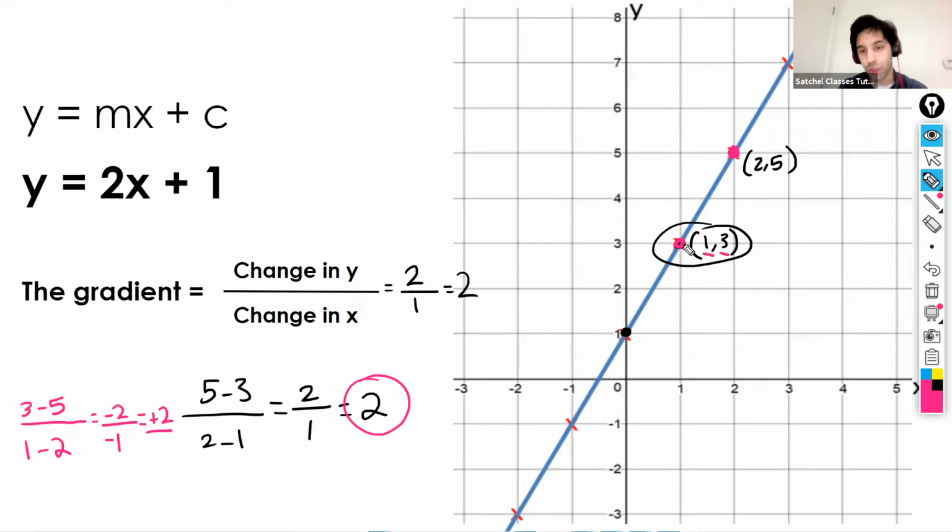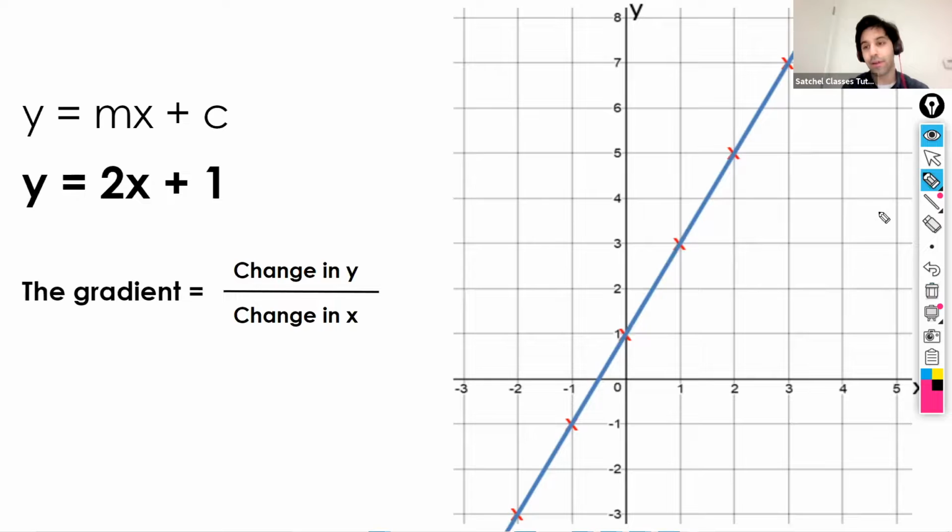Or you can just count, as we did earlier, across 1. So we're going across by 1, our x value is changing by 1, and then our y value is going up by 2. All right, so that's the gradient of our line. The gradient of our line is going to be 2, and the y-intercept, as we discussed earlier, is going to be 1.